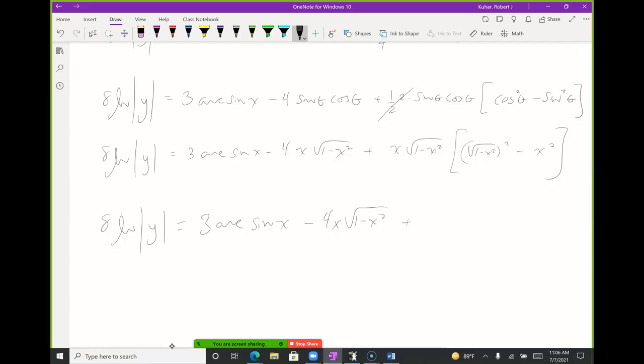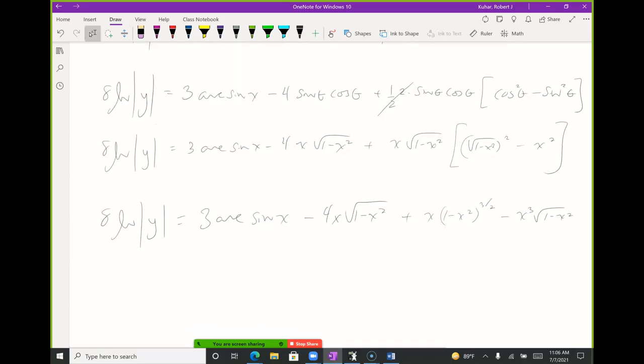I'm going to distribute here. So I'm going to get x times 1 minus x squared to the 3 halves minus x cubed times the square root of 1 minus x squared. Can I combine anything here? Not really. I mean, yes and no. It's not perfect. But I can see that I'm going to divide by 8. Right? I'm going to raise both sides base e.